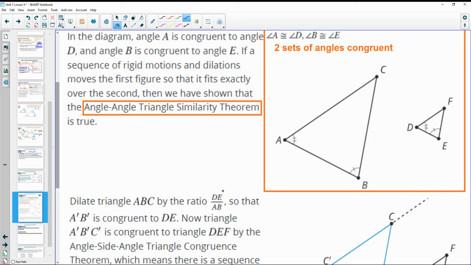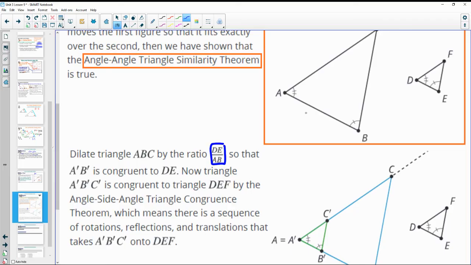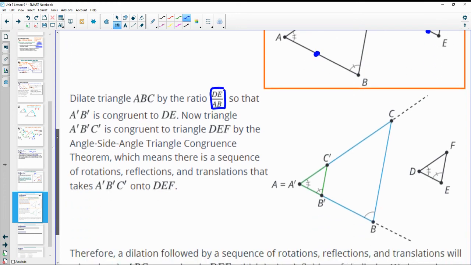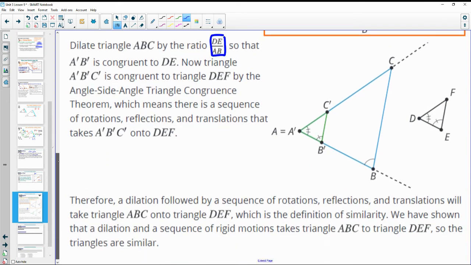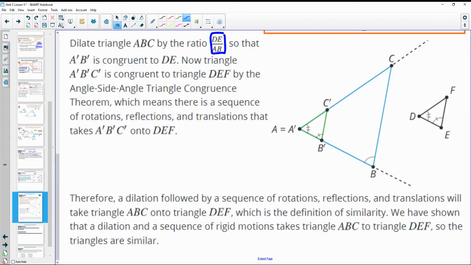They talk about the scale factor. You're going to dilate this one by the scale factor, the ratio of this side to this side, which will shrink it down to the same size. Then you know that A prime B prime is congruent to DE, and the two angles are equal. So that dilated shape is the exact same size as this one. Therefore, it'll land exactly on top of it, meaning it's similar. That's what they go through in the rest of that.